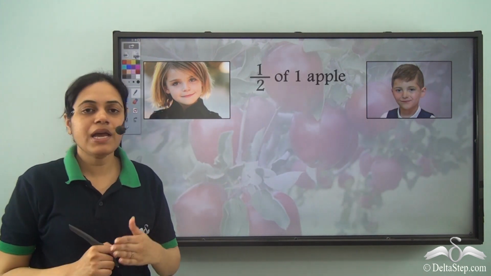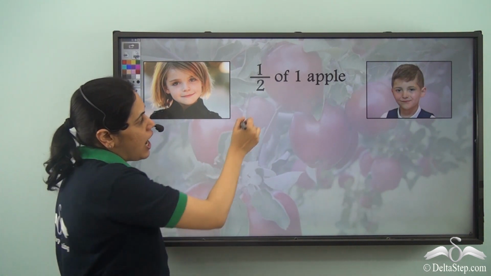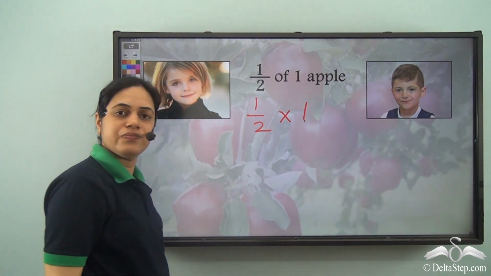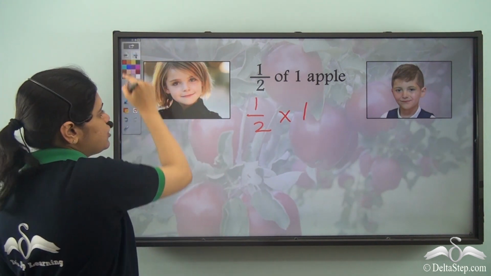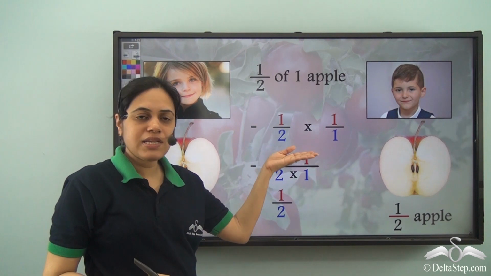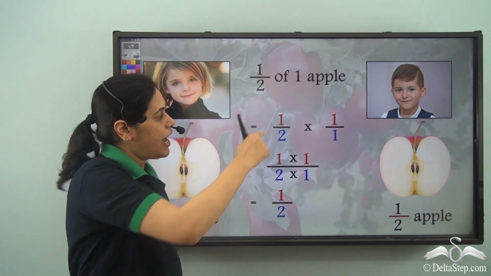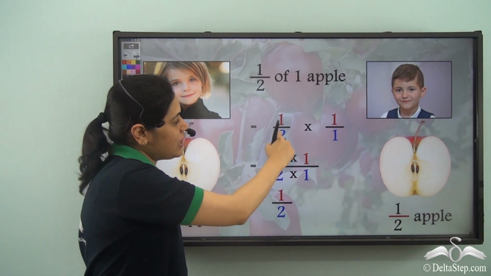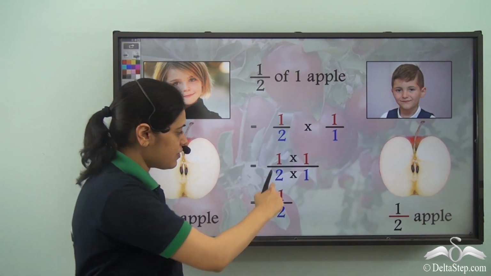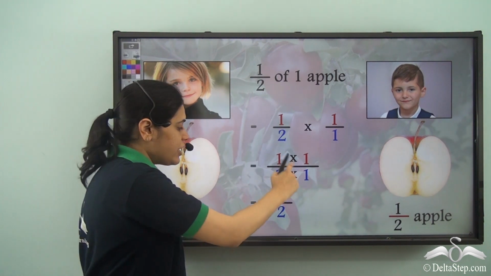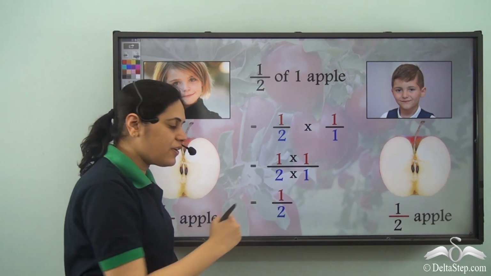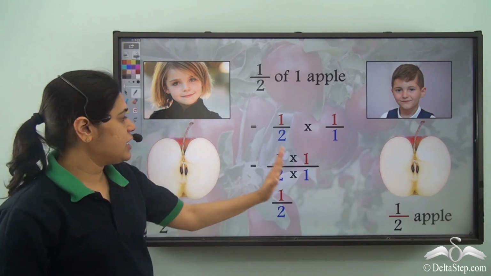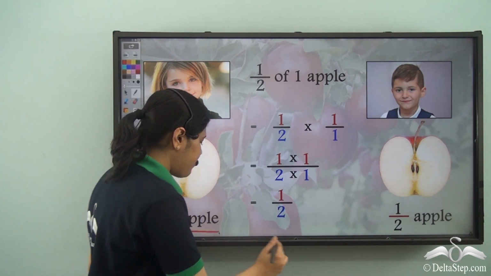Now what do I mean by half of one? Half of one is half into one, and half into 1 can be written as half into 1 by 1. I need to multiply the numerators, so 1 into 1, and I need to multiply the denominators, which is 2 into 1. 1 into 1 gives me 1 and 2 into 1 gives me 2. So what I get is half. So each of them would get half apple.